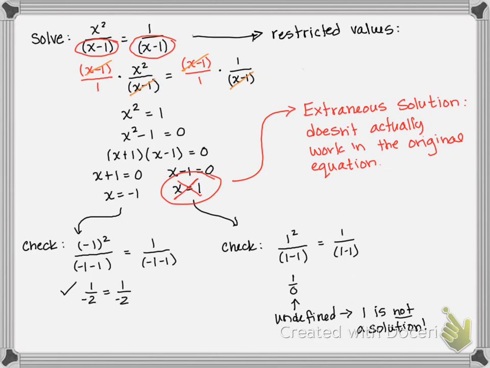So restricted values are values which make the LCM equal to 0. And we can find those from the beginning and know what x can't be, then solve our equation, and then we can throw out any extraneous solutions by comparing them to our restricted values. So let's do one all together.